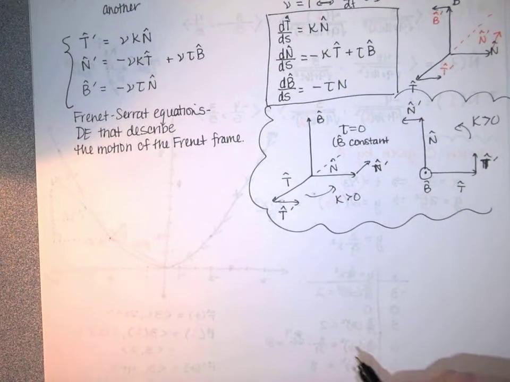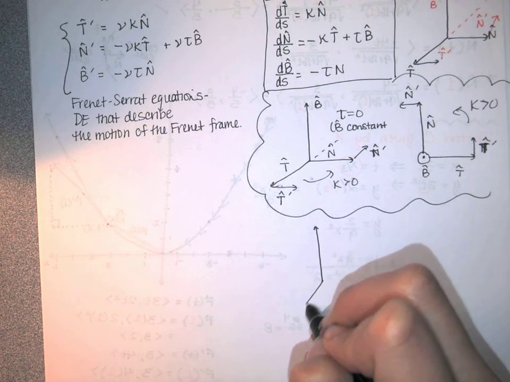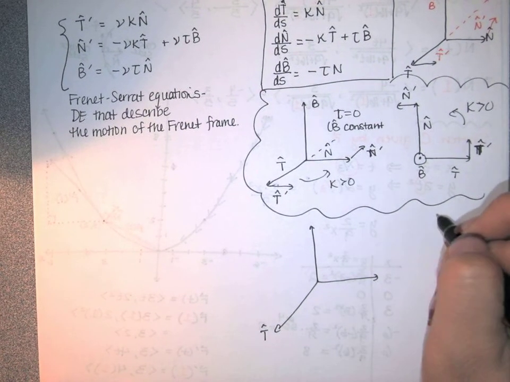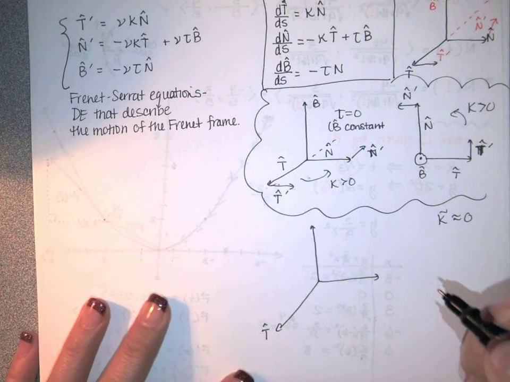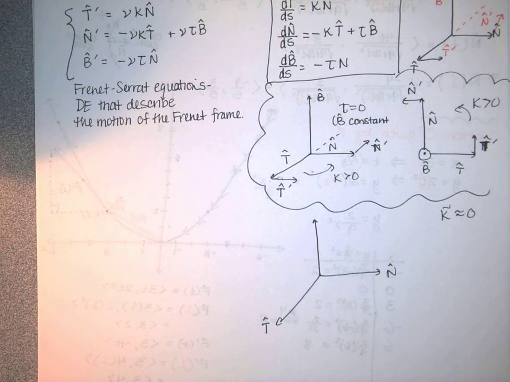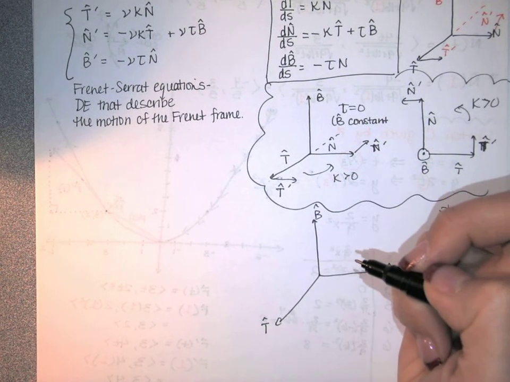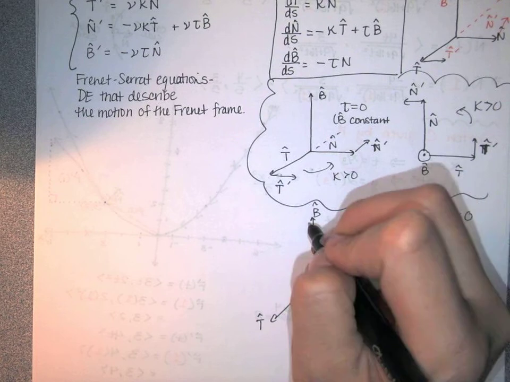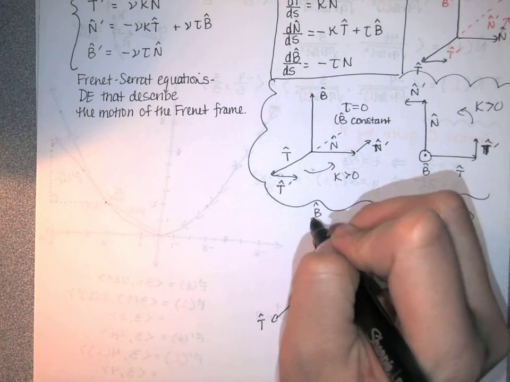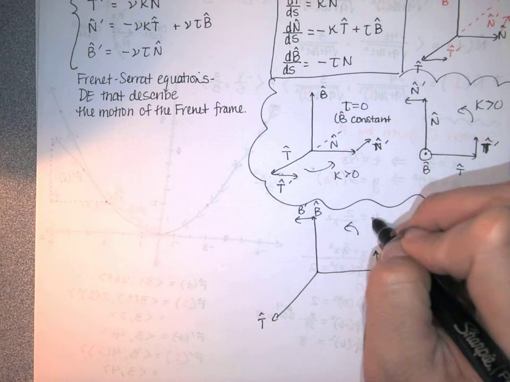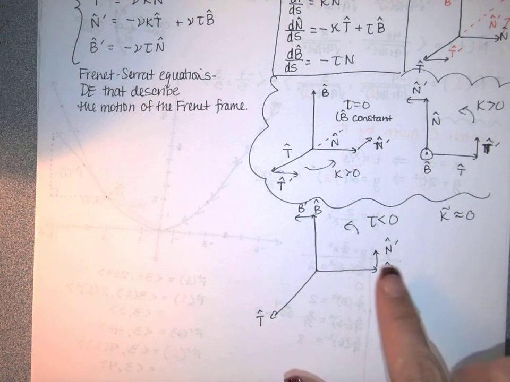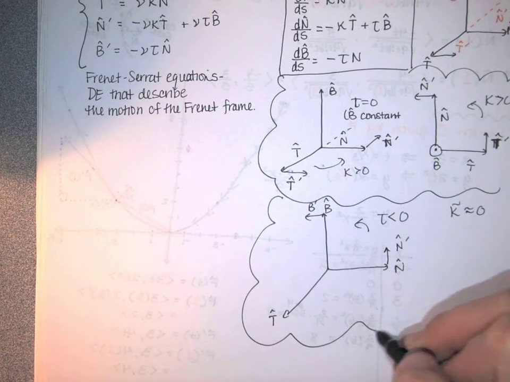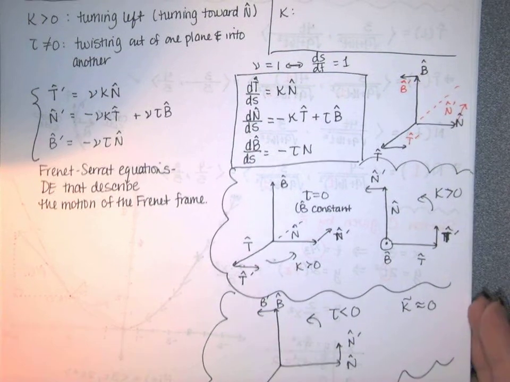You've got motion like this. Or when torsion is not 0, but curvature is approximately constant. And we say approximately because we really need n hat to exist, and n hat doesn't exist if we're not curving at all. In that case, n hat prime points up, b hat prime points that way. And because of a strange sign convention, torsion is negative when n is chasing b. It's positive when b is chasing n. But again, in general, we put those two pieces together.